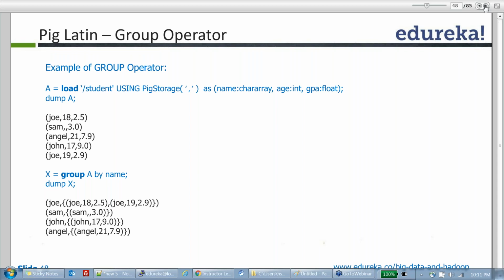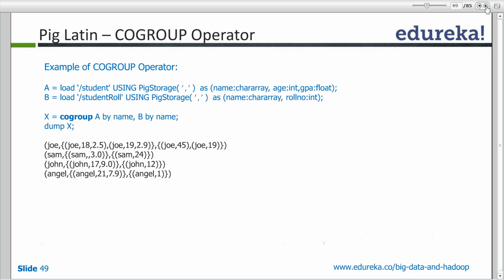Now, can anyone tell me what is co-group? If you have experience in SQL, you must know what co-group is. So let me tell you, co-group is nothing but join. She says having, no. Co-group is nothing but join. All right. So I'll tell you what co-group is. With an example, it would be better to understand.